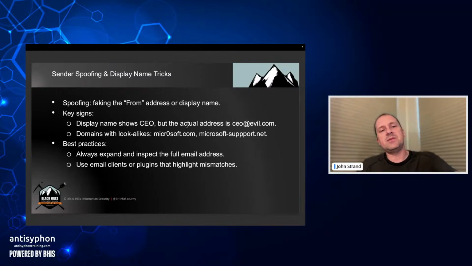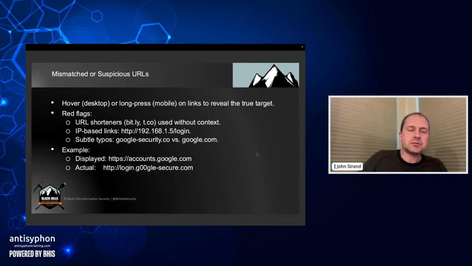So whenever we're looking at email attacks, we have spoofing fake from addresses in the display name, right? Display name shows a CEO, but the actual address is ceo@evil.com, right? Domains with lookalike, Microsoft support.net, and really trying to look for those different dead giveaways that something is going on with these emails. Mismatched split suspicious URLs. Hover on desktop, long press on mobile to look at the true target.